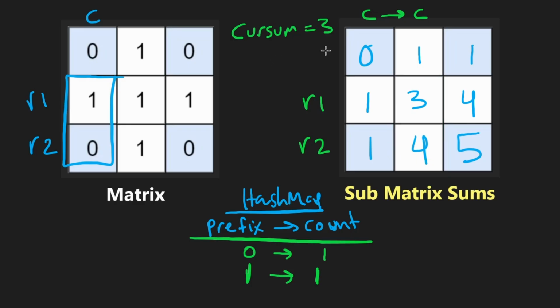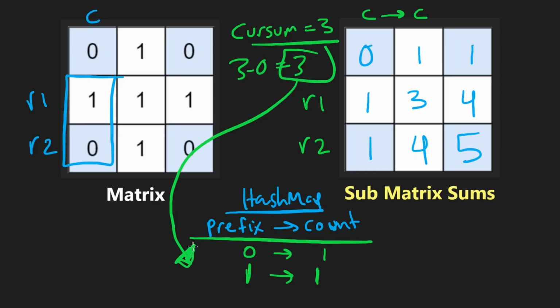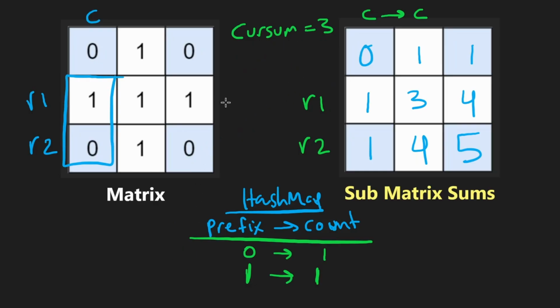Now, in this case, that doesn't exist. Current sum, which is 3 minus 0 is 3, and 3 does not exist in the hash map. But let's just change the example just for a moment. Let's assume target is actually equal to 2. So then the number that we're looking for is 3 minus 2, which is 1.